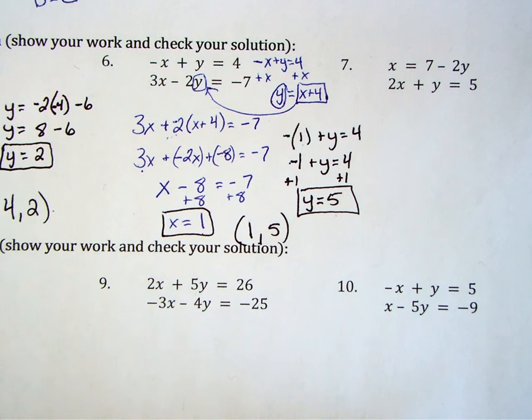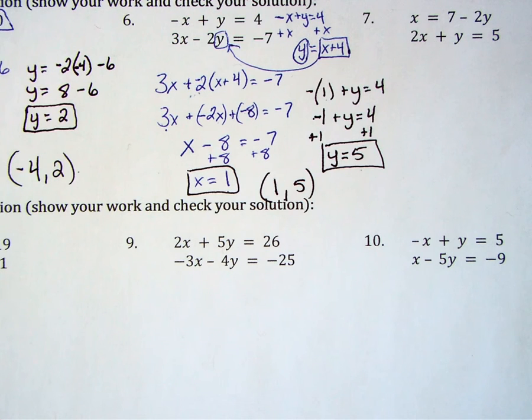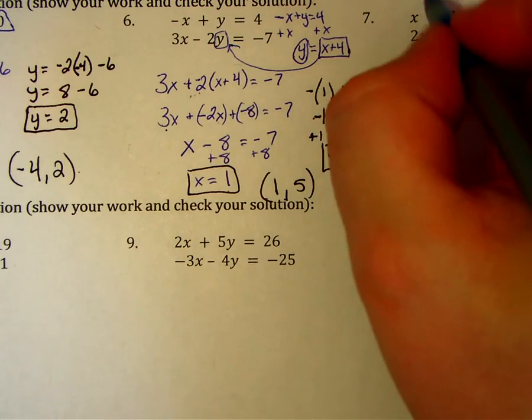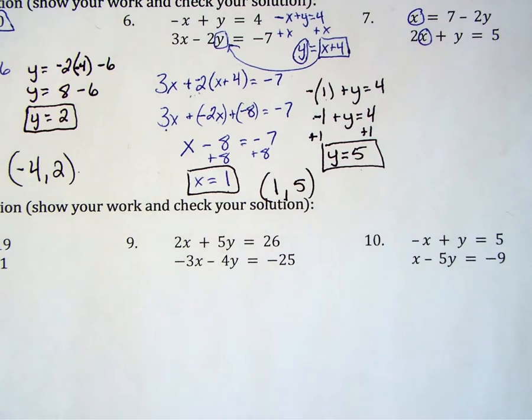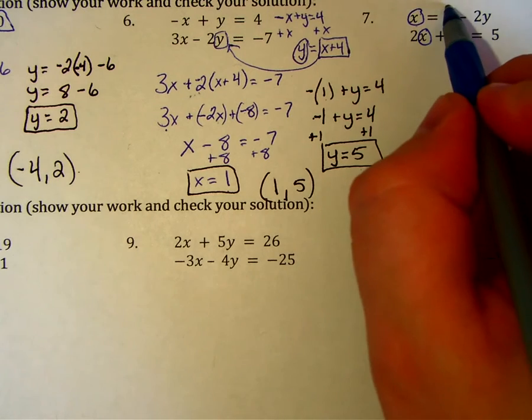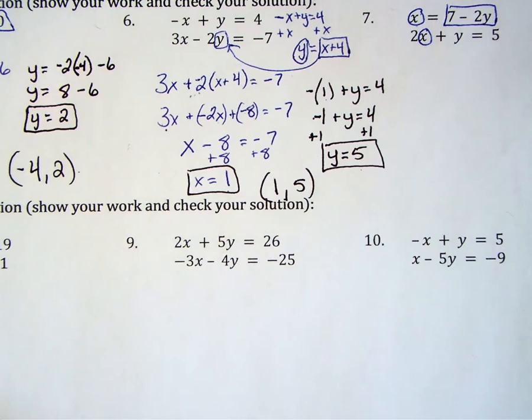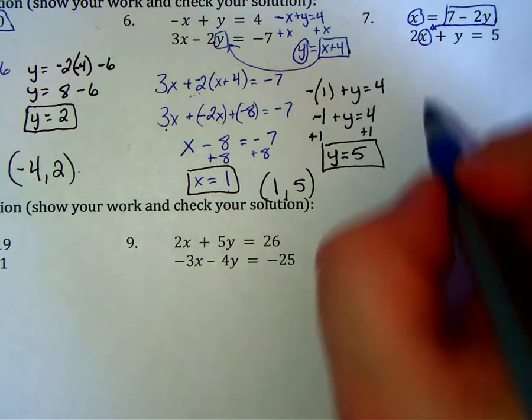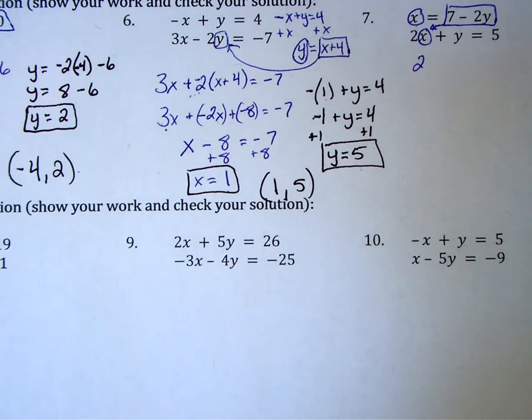Problem number 7, x is equal to 7 minus 2y, and 2x plus y is equal to 5. Now, quite oftentimes I end up with students that will take the bottom equation and subtract 2x from both sides to isolate the y. There's really no need for that because we already have an isolated variable, and that isolated variable is x. X is all by itself, so I can circle it in both equations. And that means that x is equal to 7 minus 2y. Well, since x is equal to 7 minus 2y, we can substitute that in for 2 times whatever x is equal to.